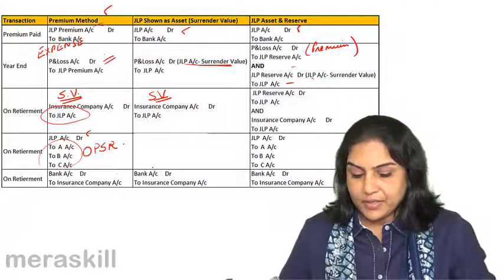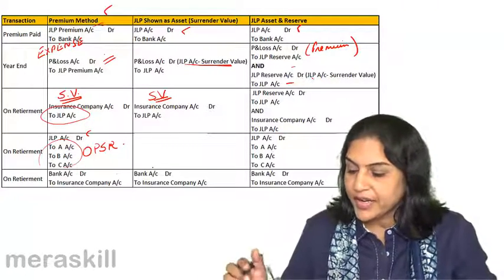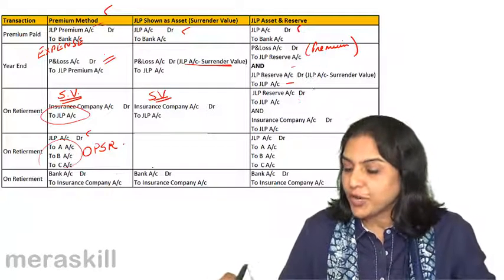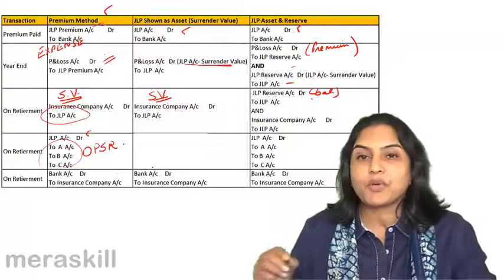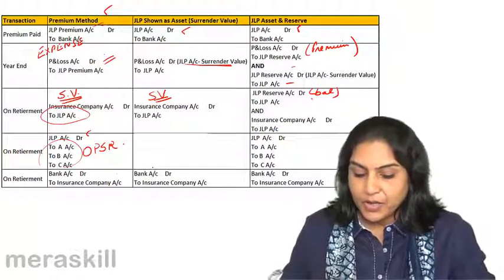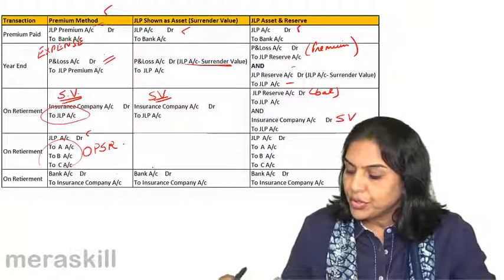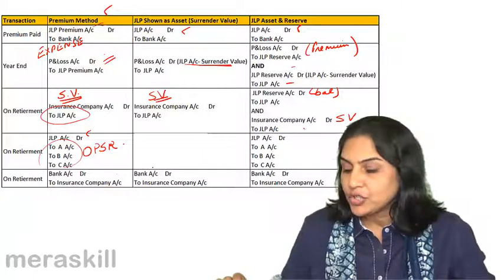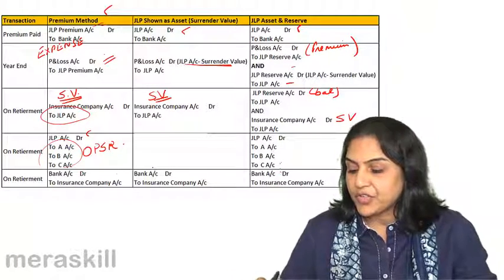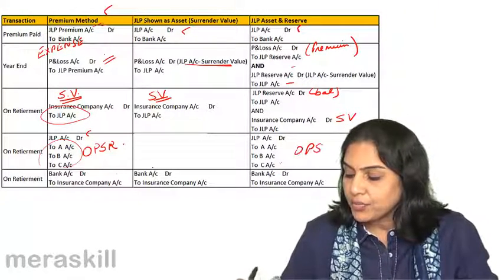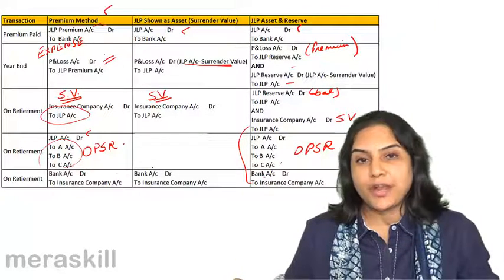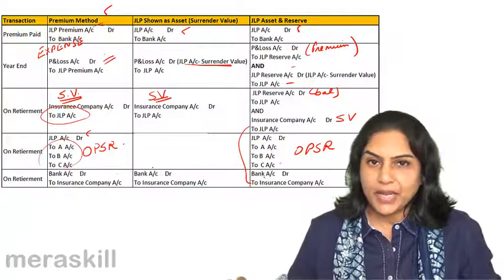On retirement, on surrendering, what happens? Joint life policy reserve account debit to joint life policy account with whatever balance is there in the joint life policy reserve, it is just transferred to the joint life policy account. For the surrender value due, insurance company account debit to joint life policy and close the joint life policy account by transfer to the old partners in the old profit sharing ratio. When money is received, bank account debit to insurance company.